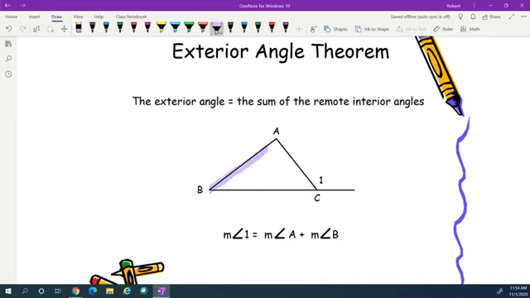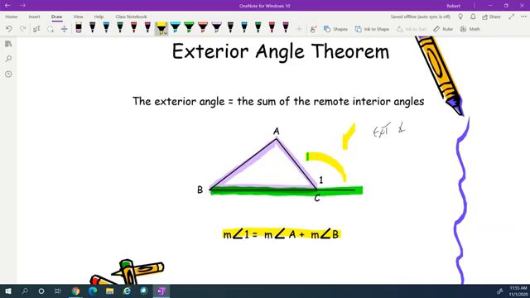We have a triangle. An exterior angle is created by taking one side of the triangle and just extending it. So here's our exterior angle right here. That's our exterior angle. And the rule here says that the exterior angle equals the sum of the remote interior angles.